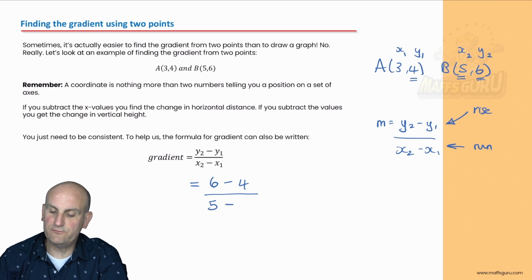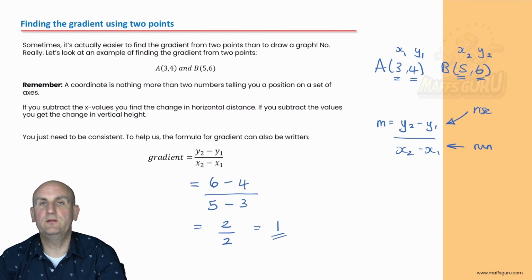And I'm going to subtract from that my x1 value, which is 3. And believe it or not, the rest of it is just child's play. 6 minus 4 is 2. 5 minus 3 is 2. And so my gradient between those 2 points is 1.